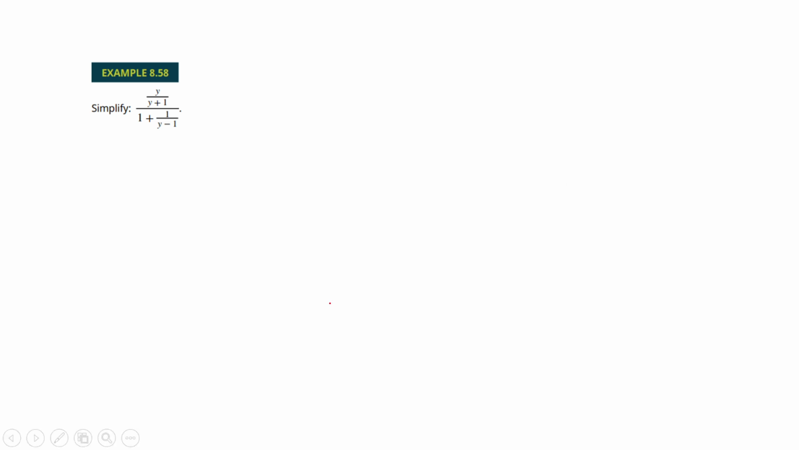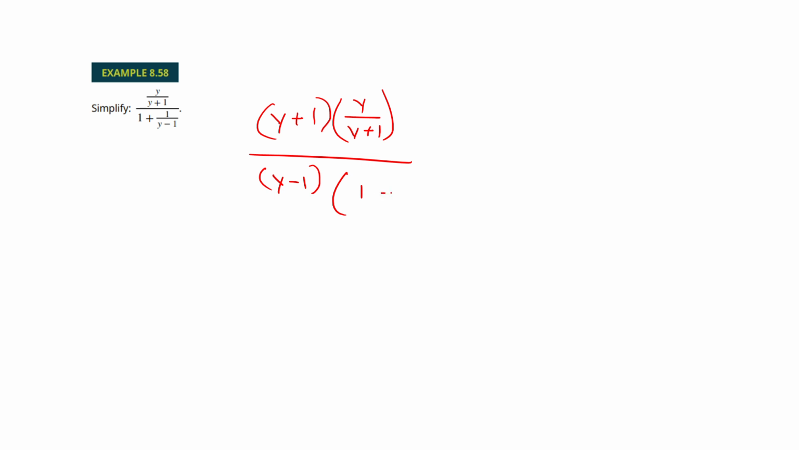Yeah, no, I don't like the way they're doing that. I don't think it's necessary to have a match on the top and the bottom, and that makes it even more confusing. So my LCD on the top is y plus 1. And on the bottom, it's y minus 1. That's all you need. The 1 is not contributing anything to that.